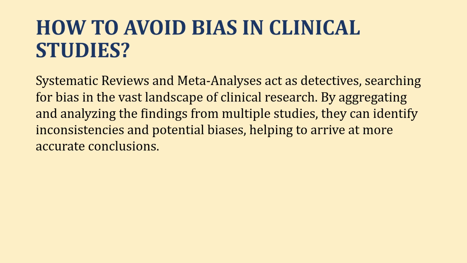Another way to avoid bias is to study systematic reviews and meta-analyses, which act as detectives researching for bias in the vast landscape of clinical research. By aggregating and analyzing the findings from multiple studies, they can identify inconsistencies and potential biases, and they help to arrive at more accurate conclusions. Systematic reviews and meta-analyses have another important function as they highlight areas in that topic on which clinical research should be conducted and performed. So they identify gaps in the knowledge.